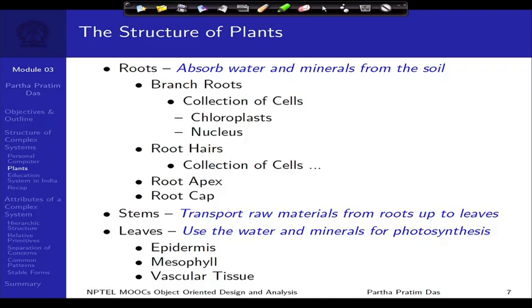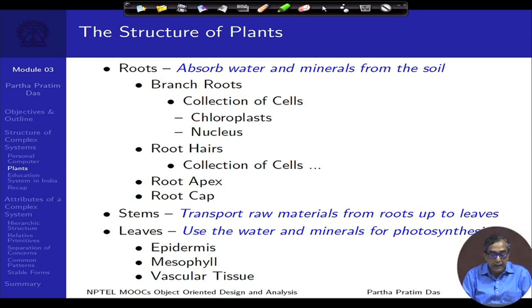The roots have branch roots, they branch through the soil. At the end there are root hairs. At the end of the hair there is a root apex and a root cap. So, any roots can be typically thought of as comprising 4 different subsystems as listed here. In turn, branch roots will comprise a collection of cells. Every cell will comprise chloroplast and nucleus, and so on and so forth. I have just expanded a few places only, just to give you a representative idea. If we expand it all, then it will really become an essay in botany.